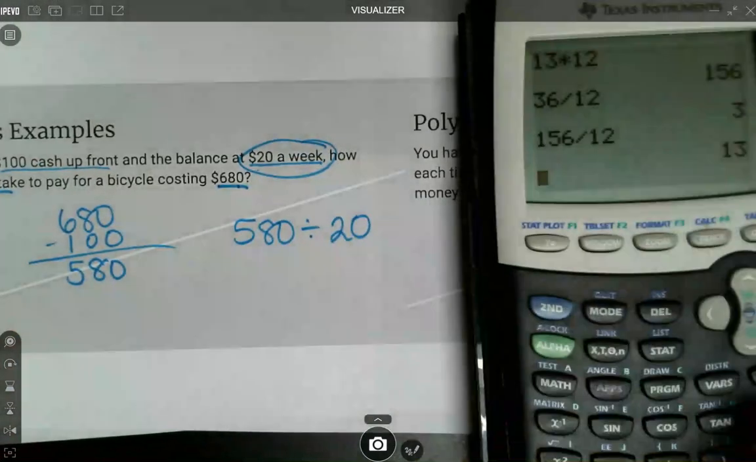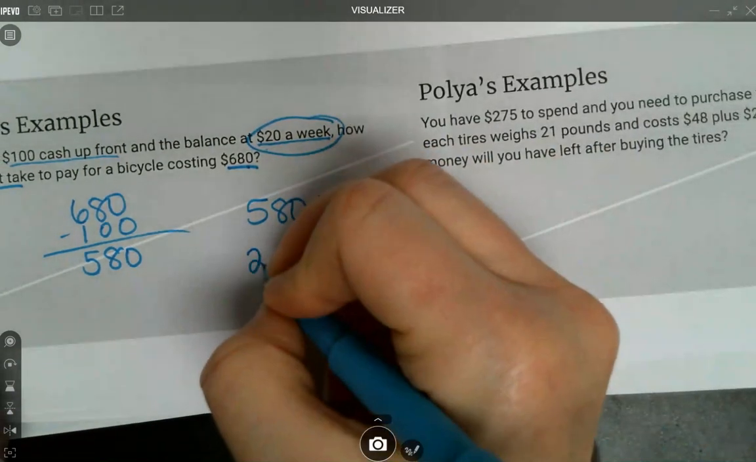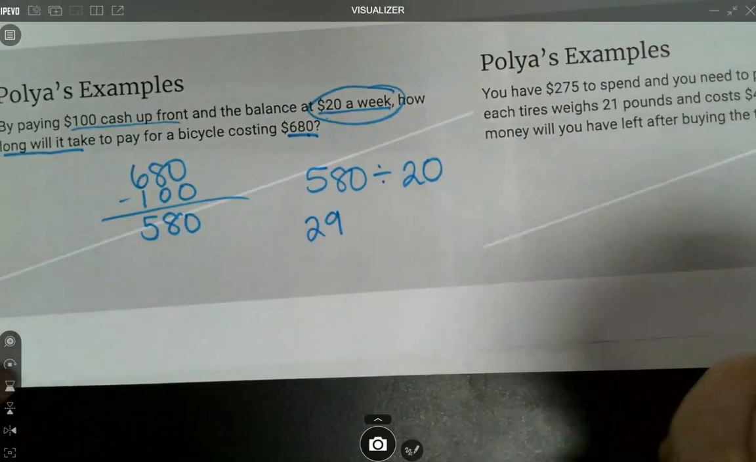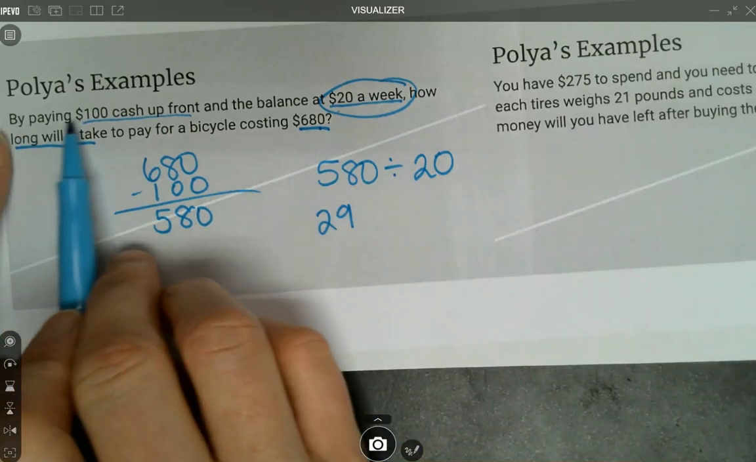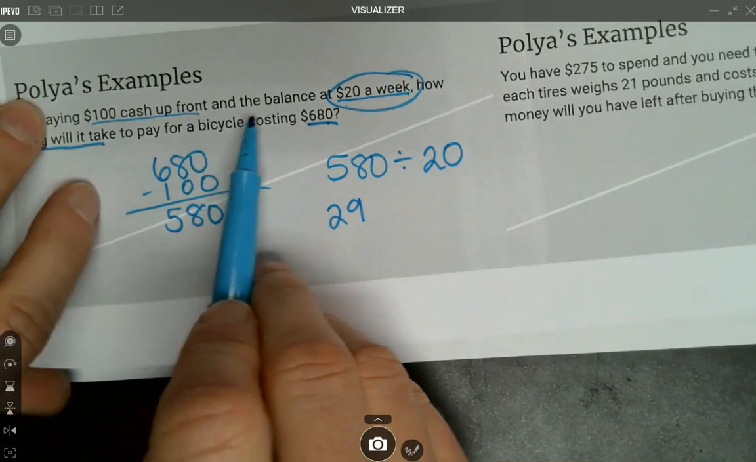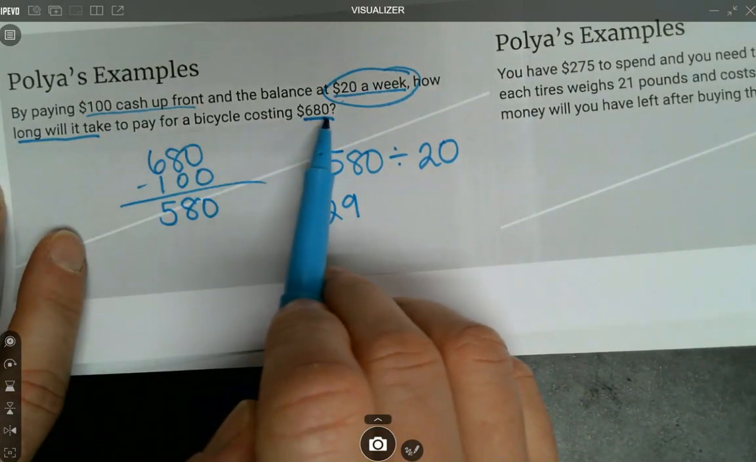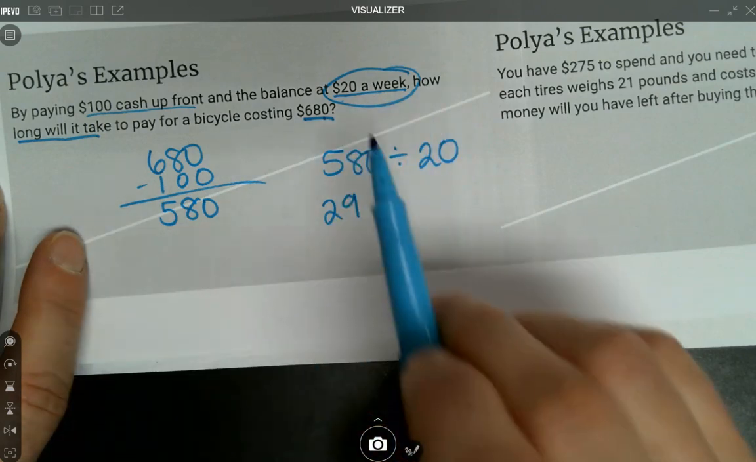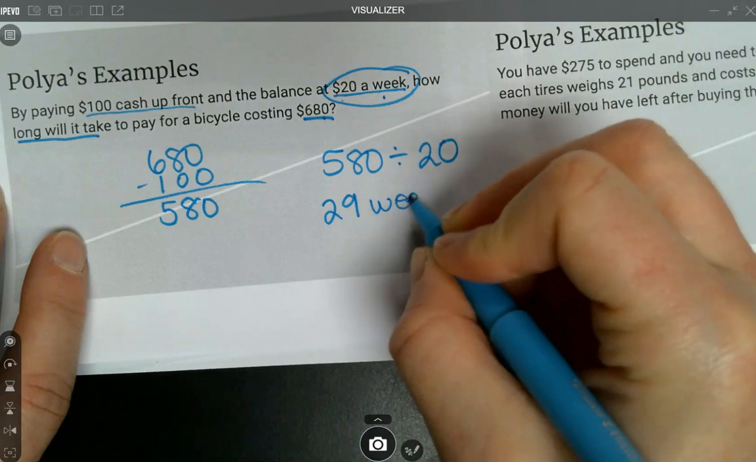So you can use a calculator on this stuff. 580 divided by 20. So 29. But then since this is a word problem, we have to think of it in terms of words. 29 what? So I'm going to reread it. By paying $100 cash up front, balance at $20 a week, how long will it take to pay for a bicycle costing $680? So how long will it take? Well, we're paying it by the weeks, so it'll take 29 weeks.